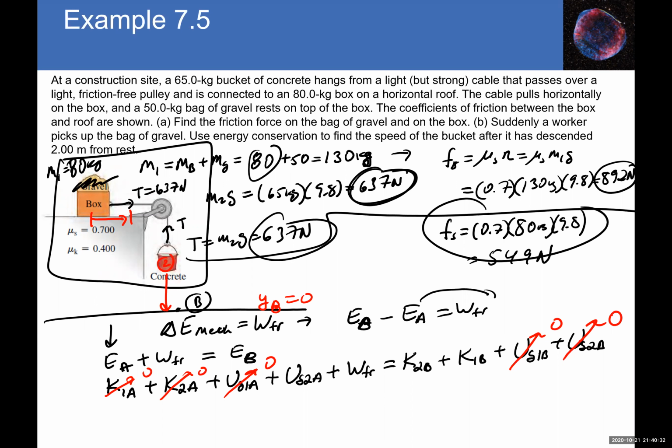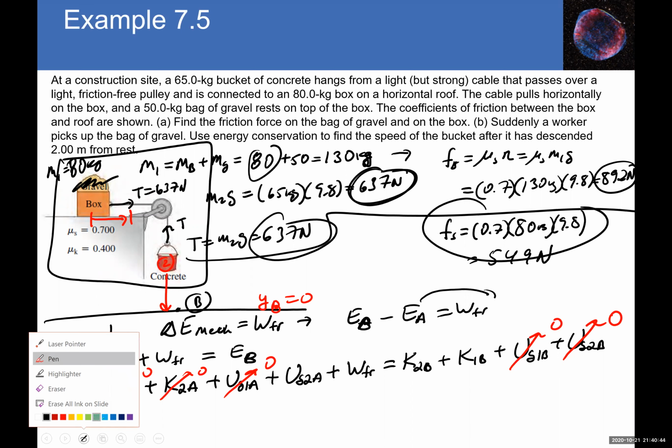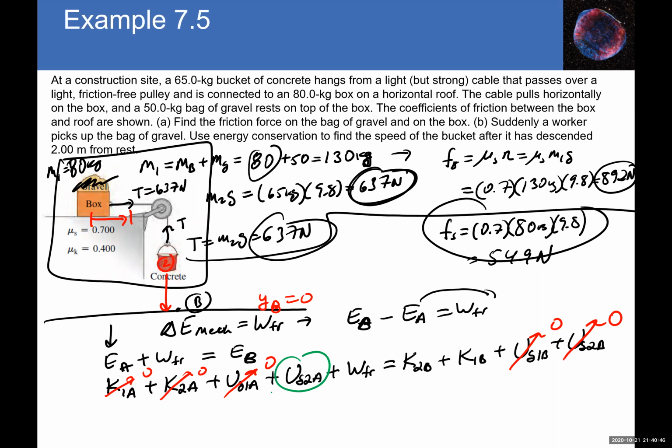You can see I greatly simplified my equation. All I have here now is the gravitational potential energy of the concrete, of the bucket, and the work done by the friction on the box. Both of them are then moving at point B. So what I can do here is find that. Also, one important thing: in an example like this using Newtonian dynamics, they have the same acceleration. If they have the same acceleration and they both start from rest, that means at any time they have the same speed.